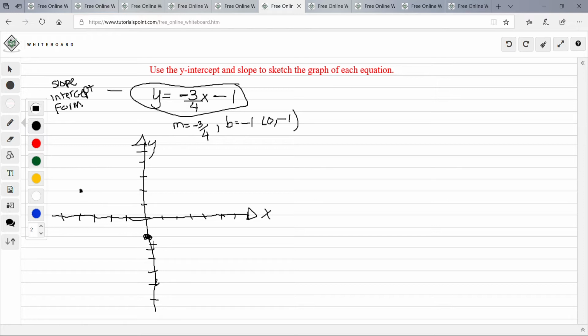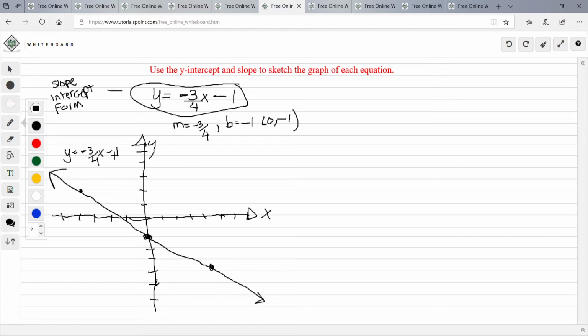Or from the y-intercept, you could just go down 3, 1, 2, 3, and then 4 to the right, 1, 2, 3, 4. It doesn't matter as long as you know which direction you're going. It's really important to label your graph. So this is y equals negative 3/4 x minus 1.